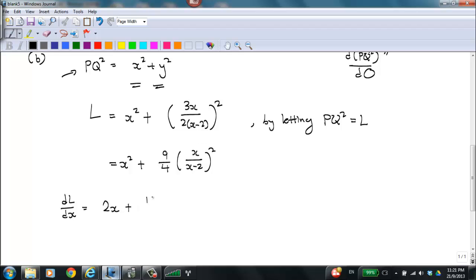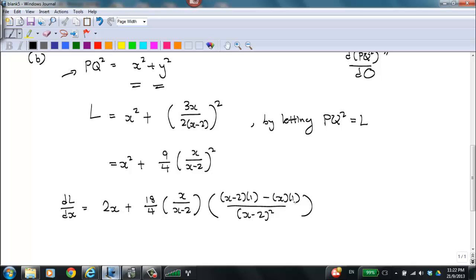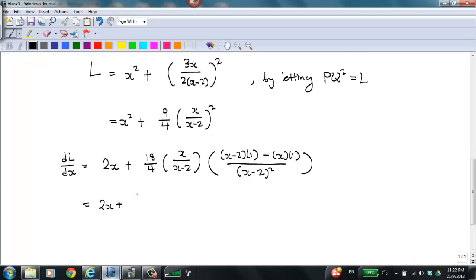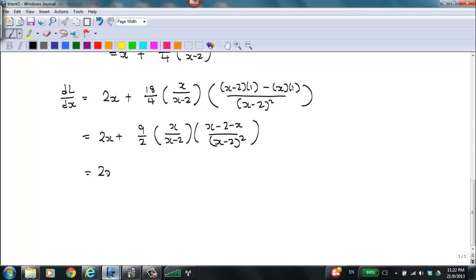so power drops down, 18 over 4. Then differentiate by chain rule, which means that I will have 2x plus 18. 18 over 4 is basically just 9 over 2, times x over x minus 2, multiplied by x minus 2 minus x over x minus 2, whole thing squared. This means that dL/dx is 2x plus 9 over 2, and this will be minus 2, so let's combine both things together. I will get this.